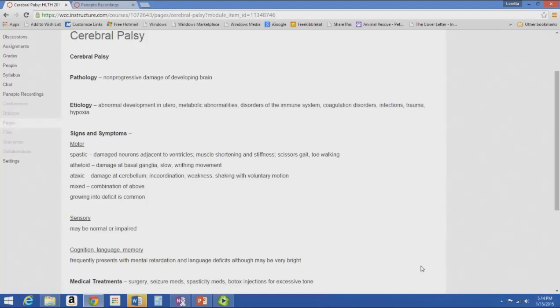So a lot of times some of those things don't develop until the child starts walking or starts doing other things. Sensory with cerebral palsy could be normal or it could be impaired. It just varies depending on where the damage is. Cognition, language, and memory: there are certain types of damage with CP that present with mental retardation and language deficits, although people with CP can be of normal intelligence and may actually be very bright, very intelligent.